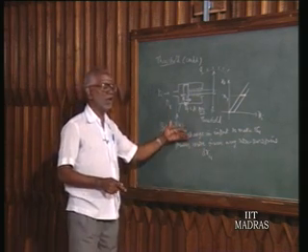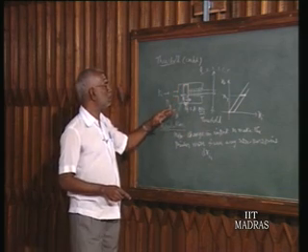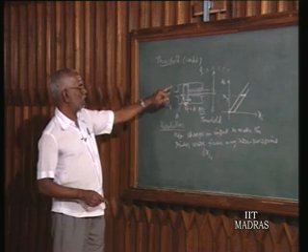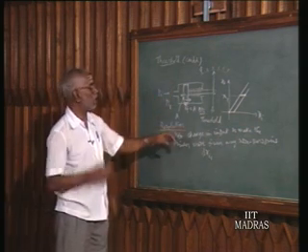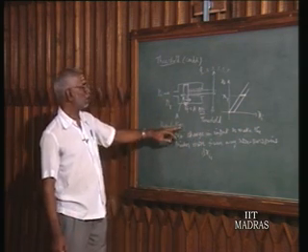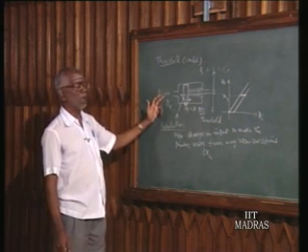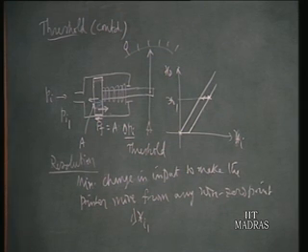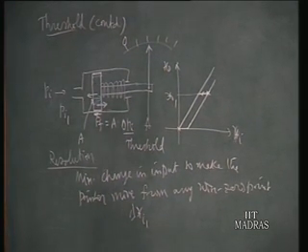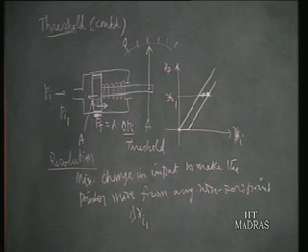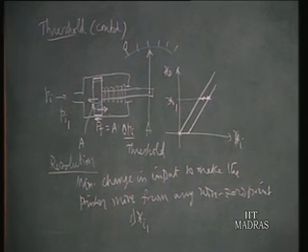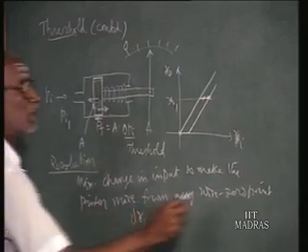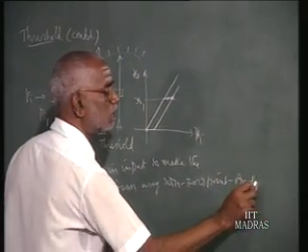So you can define one concept by the other. The change required to make the pointer move from any non-zero point is resolution, and resolution at the 0 point is threshold. That is, using one concept to define the other. Threshold at any non-zero point is resolution, and resolution at the 0 point is our threshold. And in digital instruments, you will find resolution is different. This is for the analog instrument.